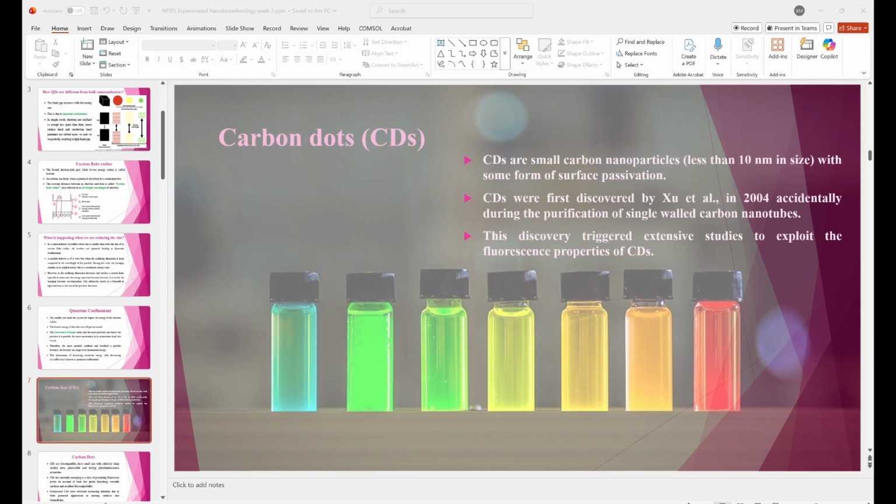So this person, Zhu et al., was purifying single-wall carbon nanotubes. Single-wall carbon nanotubes are very difficult to synthesize. Accidentally, he discovered these carbon dots. This discovery triggered extensive studies to exploit the fluorescence properties of carbon dots.